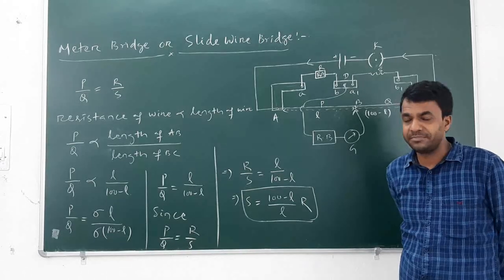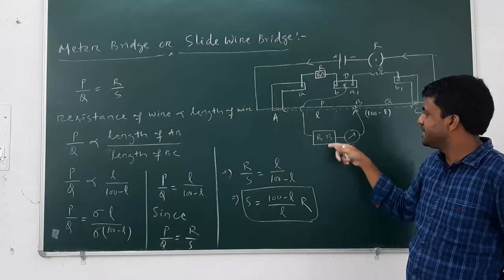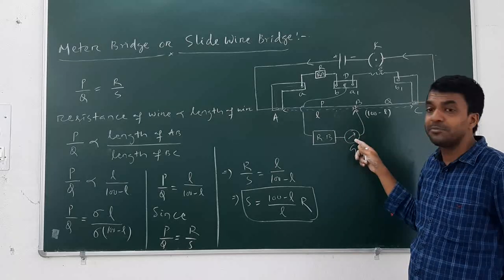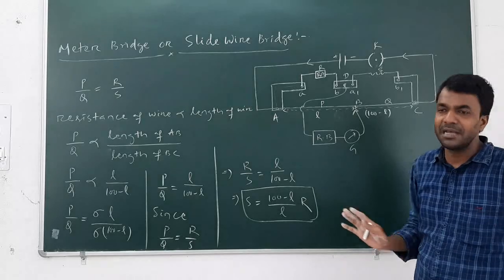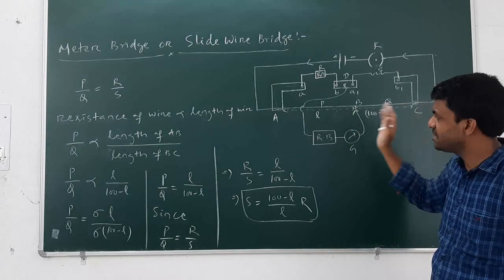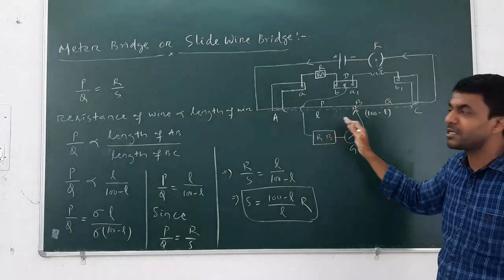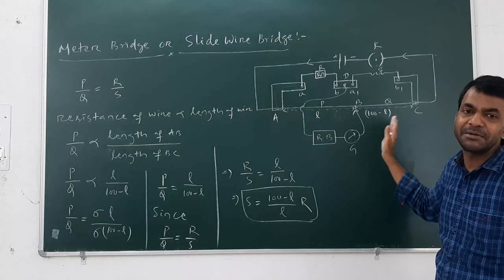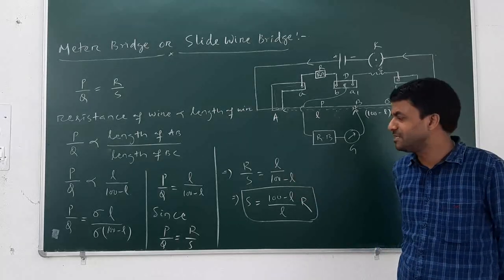On the 1 meter wire, the point where the jockey or the galvanometer shows no deflection is known as the null point. I have taken here D as the null point. Then you can calculate L. Let L be 25 centimeter, which means 100 minus L is 75 centimeter. L or 100 minus L you can calculate easily.